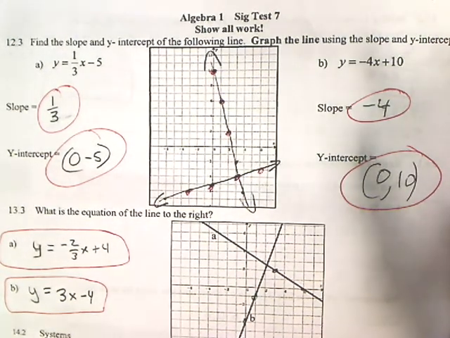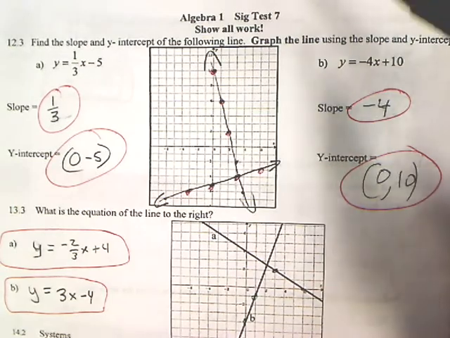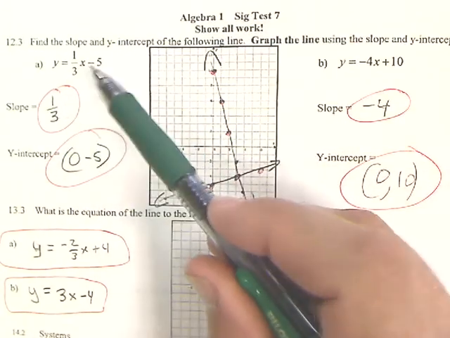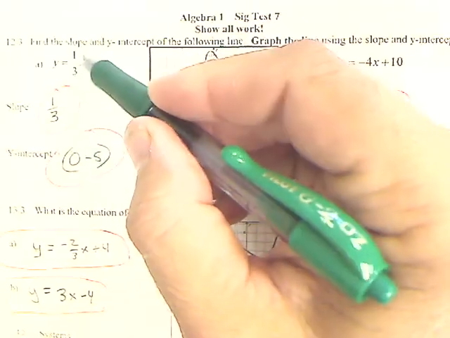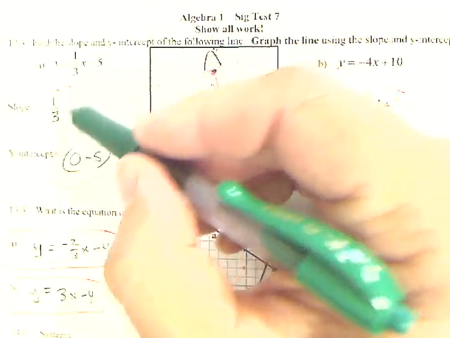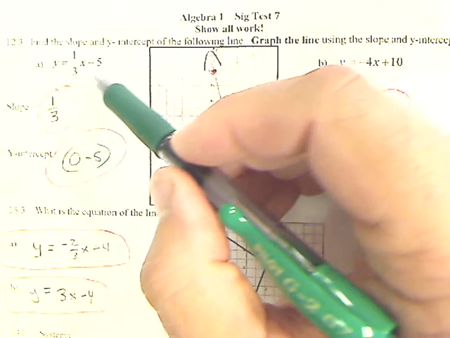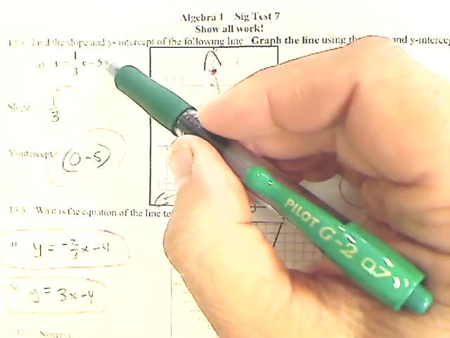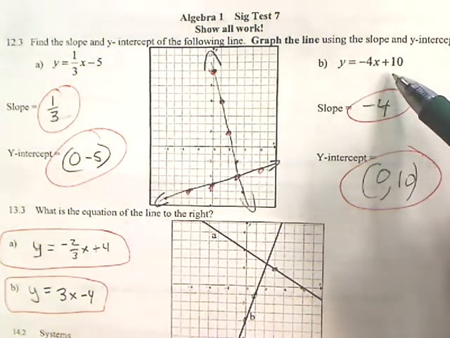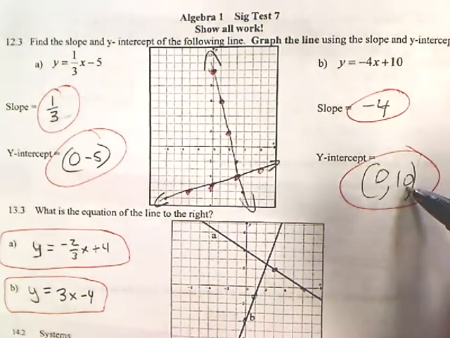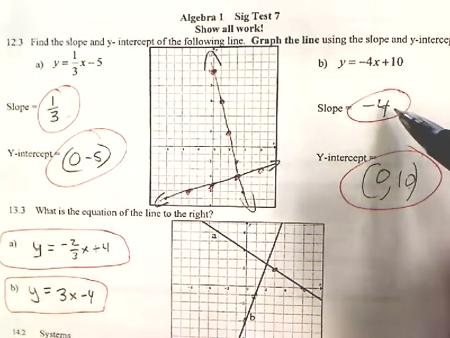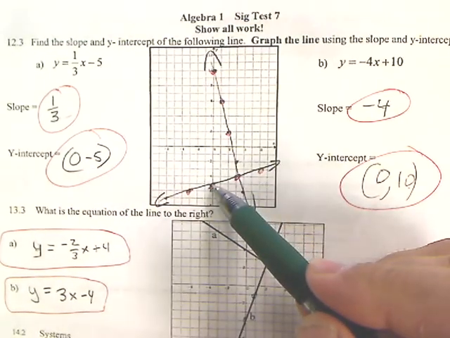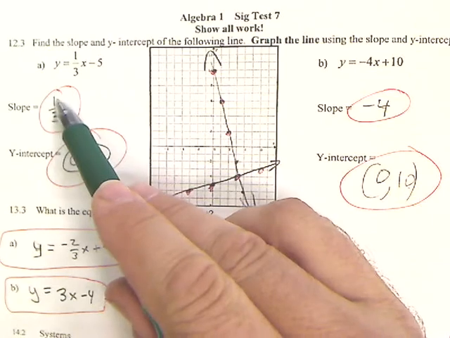Alrighty, here we go with Sig Test 7, number 12. The slope, when it's y equals, is just the number that's in front of the x. The y-intercept is at 0, -5, and it's right there. Over here you have 10, so that's 0, 10, and then your slope would be -4. To graph this, you start off at the 0, -5, and then use the rise over the run.